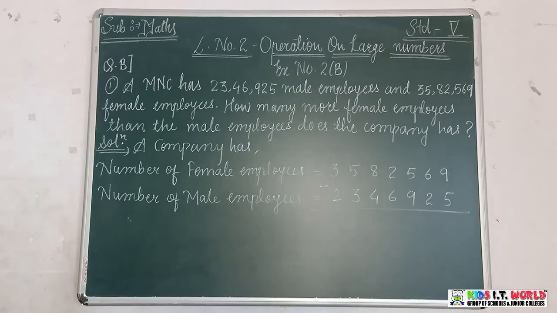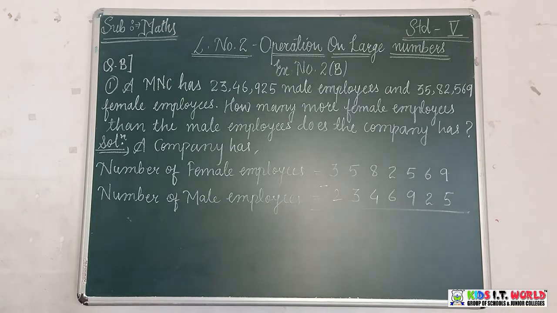So the next question is about the word problems. As I told you, whenever you are solving the word problems, you have to read the word problems carefully and then collect the given data from the word problems. Here, the problem is: a MNC company has 23,46,925 employees and 35,82,569 female employees. So how many more female employees than the male employees does the company have?